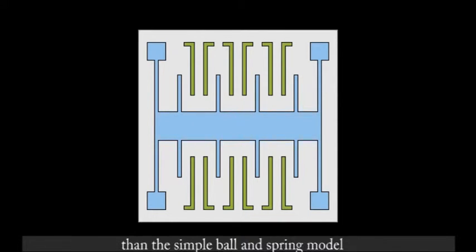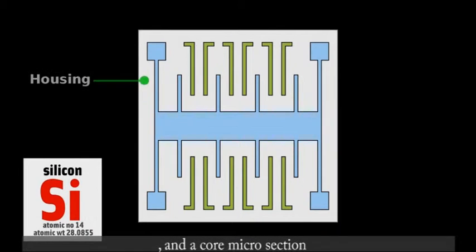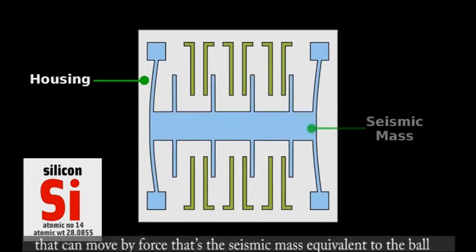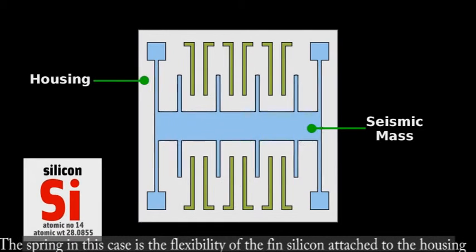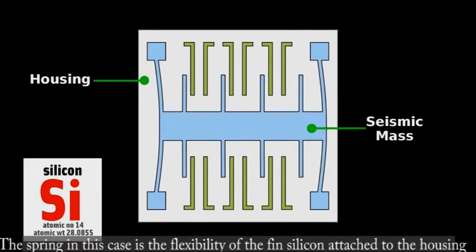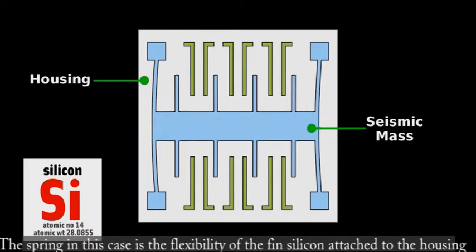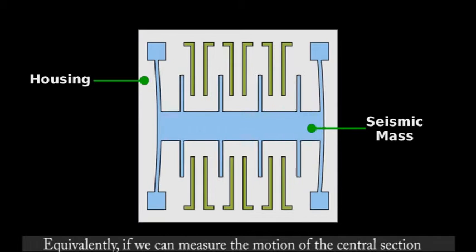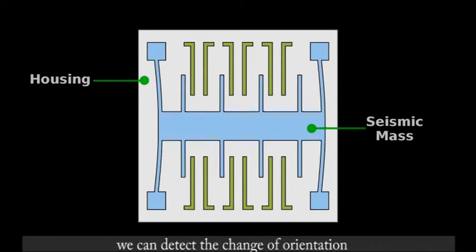model. It has the same fundamental elements inside the chip, and engineers created a tiny accelerometer with silicon. It has a housing fixed to the aircraft and a core micro section that can be moved by force. That's a seismic mass, equivalent to the ball. The spring in this case is the flexibility of the thin silicon attached to the housing. Equivalently, if we can measure the motion of the center section, we can detect the change of the orientation.